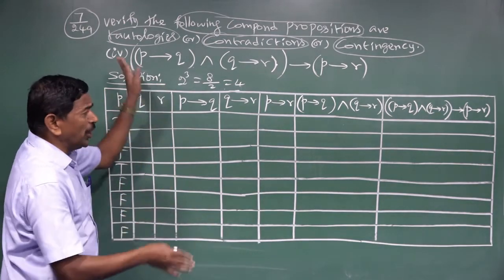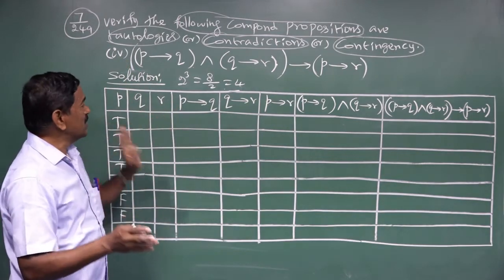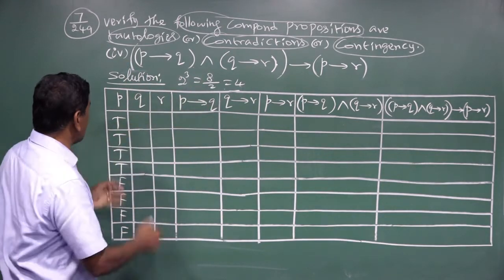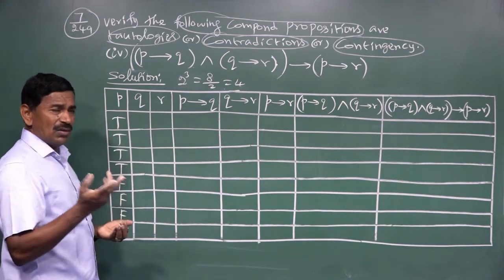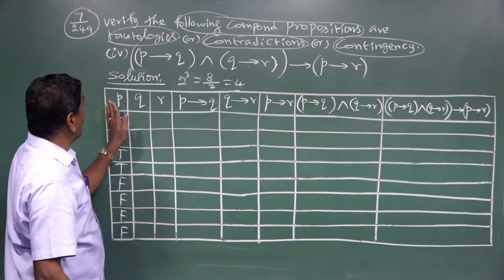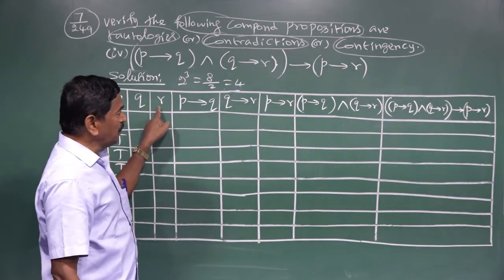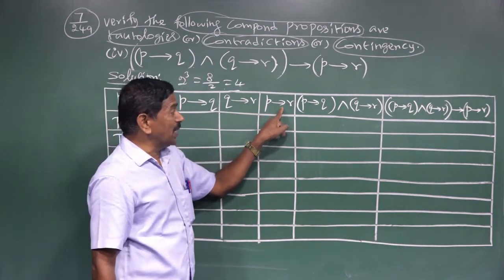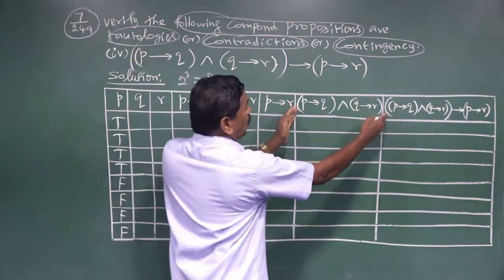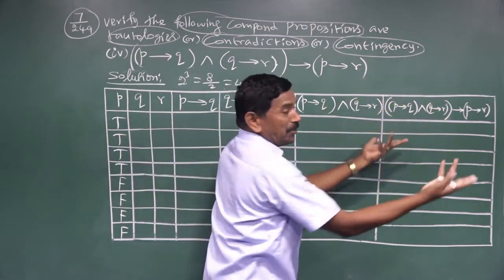First of all, no need to count. Just there are 8 rows: first 4 true, 4 false. That's all. Then fill it. And columns also no need to count. There are 3 statements. Then first bracket, second bracket, third bracket. Then the bigger bracket, alone one statement. The total statement, one statement. That's all.